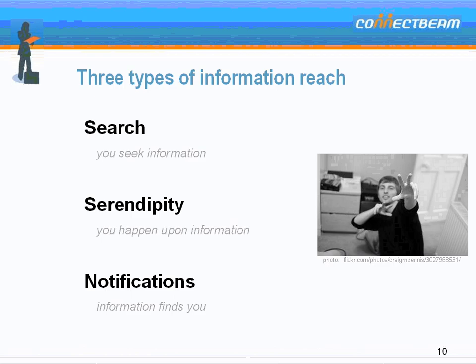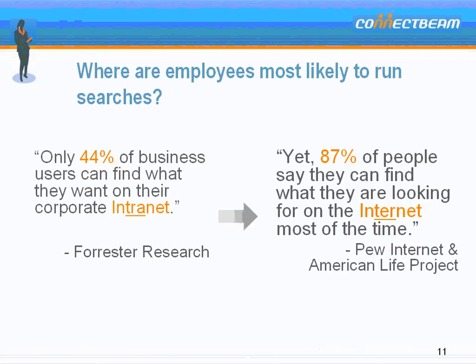Now let's look at these use cases individually. Where are employees most likely to run searches? Forrester Research polled employees and found that less than half were able to find information they want on their corporate intranets. Now on the other hand, Pew Research found that a high majority of people can find what they're looking for out on the web. One outcome of this? Well, employees continue to look outside their own databases when they need information. They really aren't thinking about what their colleagues have created on wikis, blogs, etc. Clearly, there's an opportunity here to improve things.